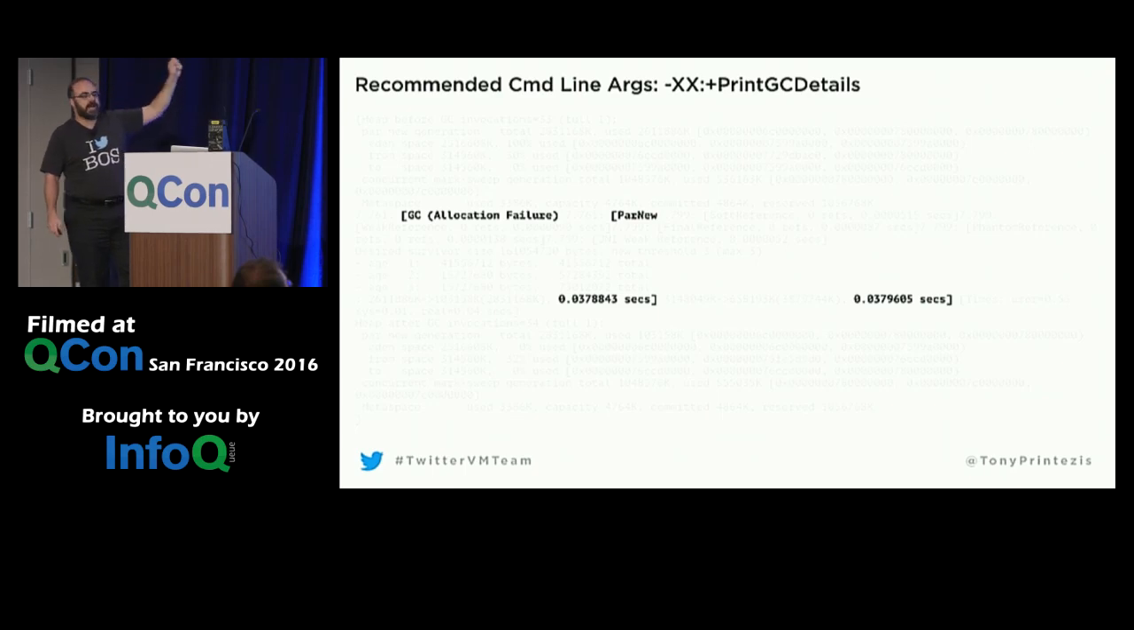collected. In this case, there was a young collection, and that's what the ParNew shows. And the young collection took just under 38 milliseconds. And then only the young collection happened during this GC, so the whole collection was 38 milliseconds.